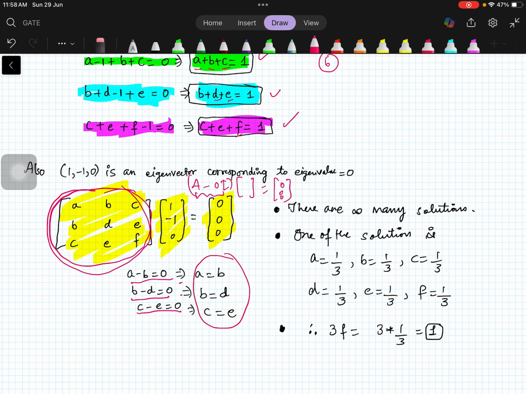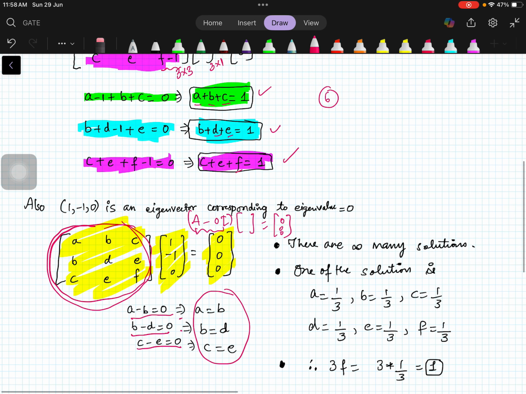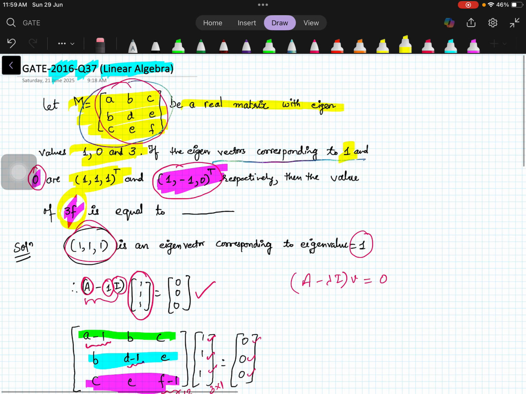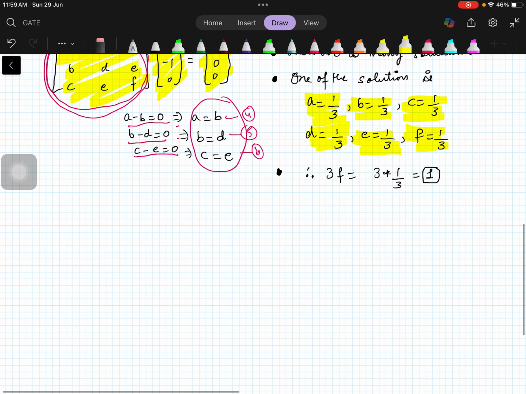So from here you get a equal to b, b equal to d, and c equal to e. Now you have these 6 equations, so you can solve for a, b, c, d, e, f. When we solve it, we get a equal to this, b equal to this, c equal to this, d equal to this, e and f. Now they are asking you the value of 3f. That will be 3 into f, so 3 into 1 by 3, that is 1.